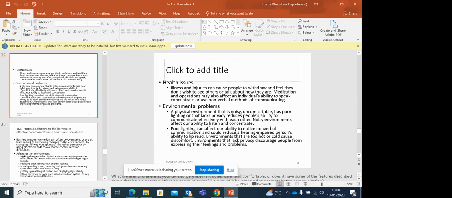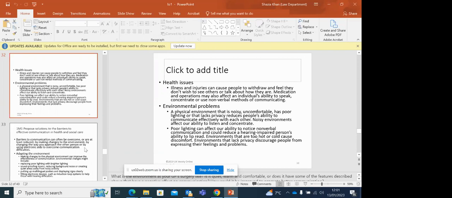Environmental problems. A physical environment that is noisy, uncomfortable, has poor lighting, or lacks privacy reduces people's ability to communicate effectively with each other. Noisy environments affect our ability to listen and concentrate. Poor lighting can affect our ability to notice non-verbal communication and could reduce a hearing-impaired person's ability to lip read. Environments that are too hot or cold cause discomfort, and environments that lack privacy discourage people from expressing their feelings and problems.